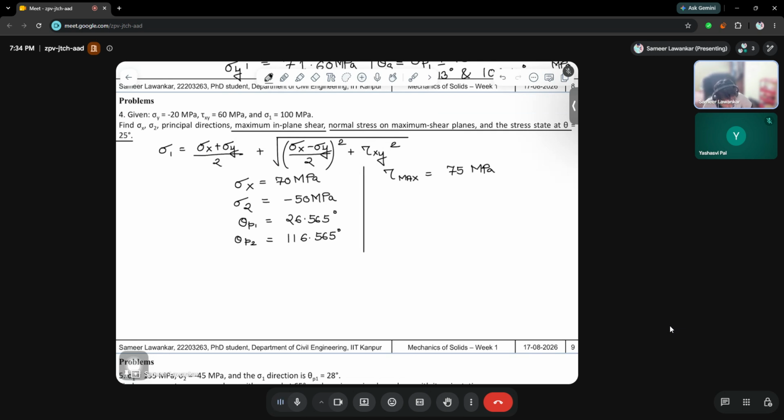Now, normal stress on maximum shear planes is calculated as sigma average. How it is calculated we'll get to know in subsequent weeks. For now, normal stress on maximum shear plane is basically sigma average. This is a particular case in which we get the value of sigma average, but we cannot in the initial sense generalize it. Let's use it in some essence. This is just the terminology which is being implemented. So normal stress.